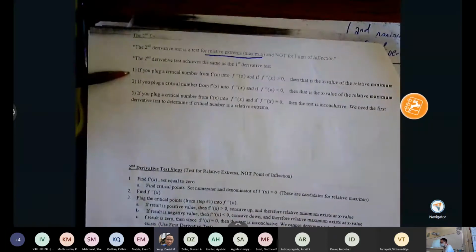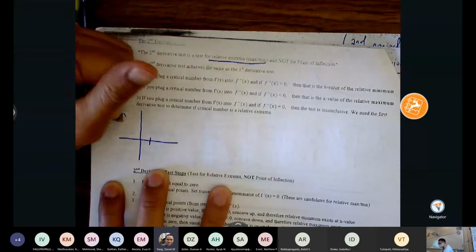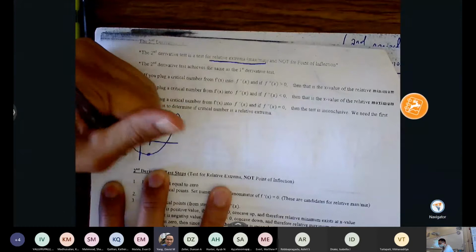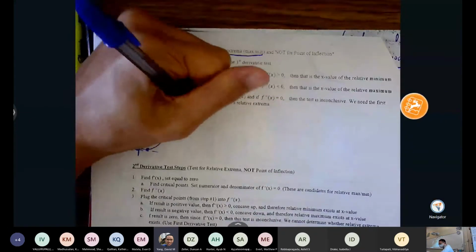Okay, so these are the steps, but I think it's easier if I just draw a diagram and explain it from that perspective. So let me draw an example here. Let me draw a graph. Let's say we have a parabola here. Okay. So here's our function. Let's say the function has an ordered pair of (1, -2).